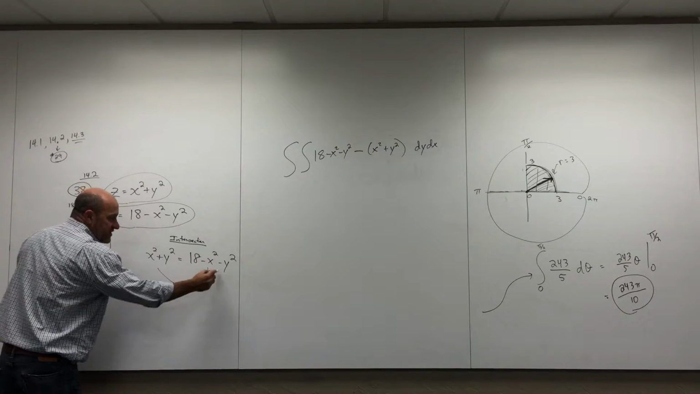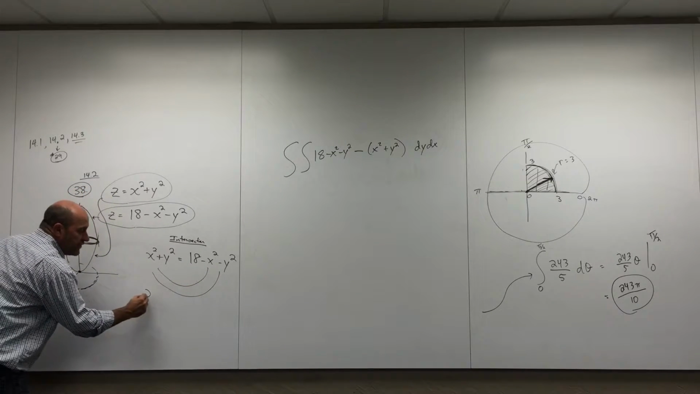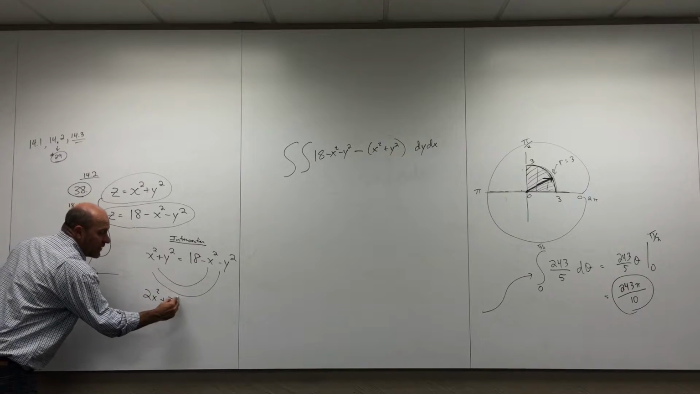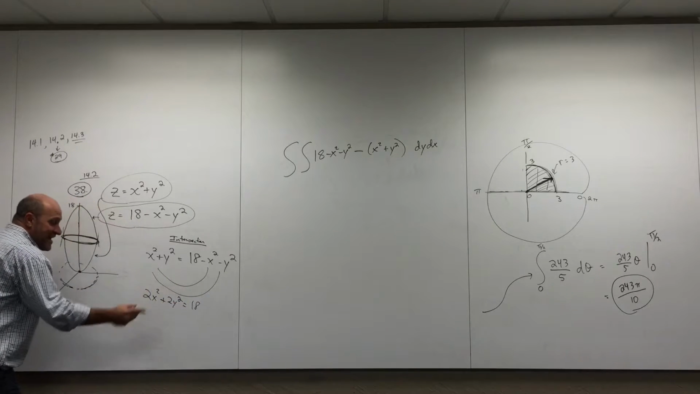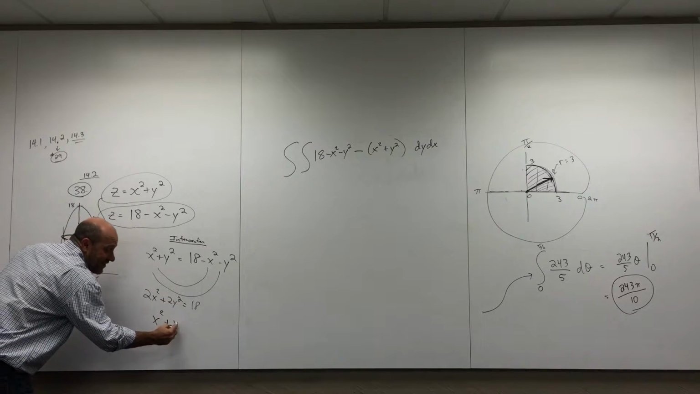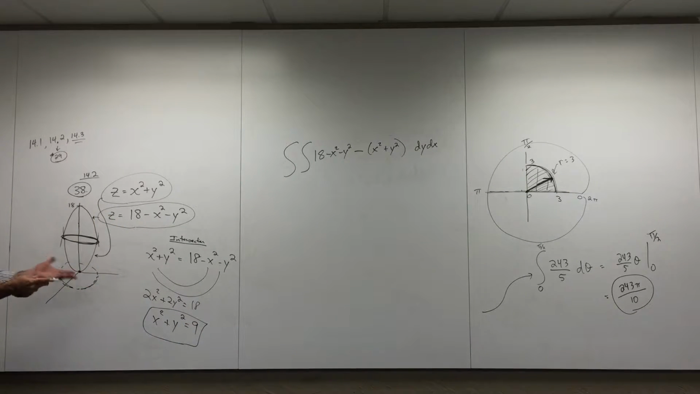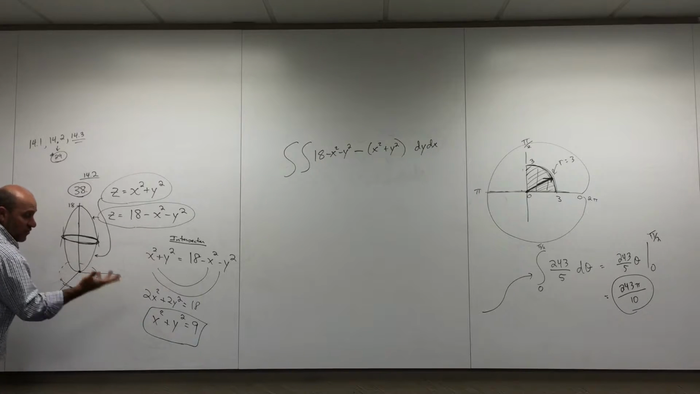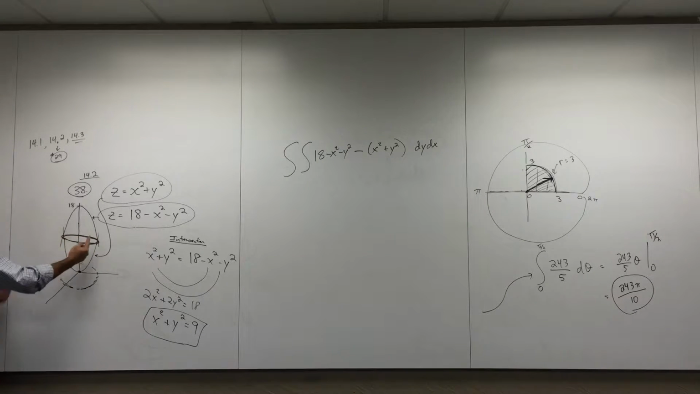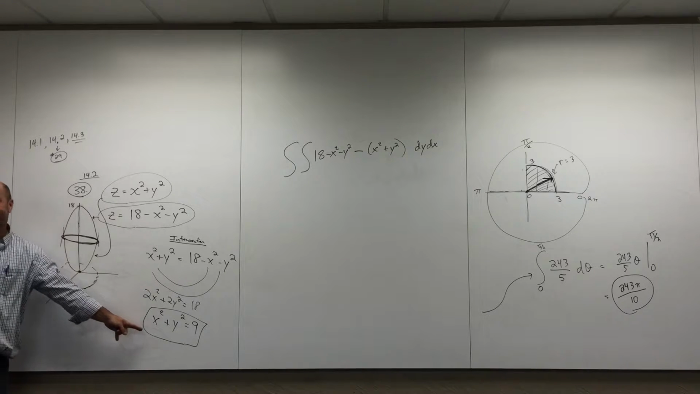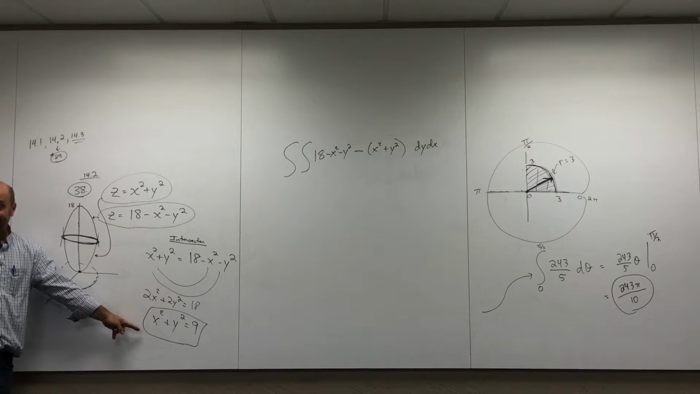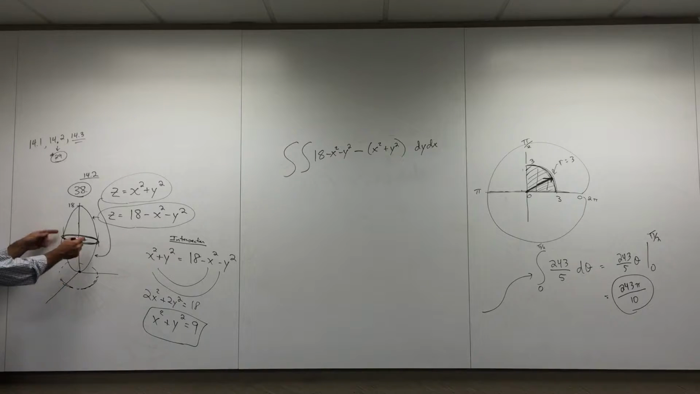If you add these x squareds and y squareds over here, you get 2x squared plus 2y squared equals 18. If you divide by 2, you get x squared plus y squared equals 9. This must be the region where they intersect, but the shadow of that is what I want. And what is it? It's a circle with radius 3. That's pretty cool. That's where these guys must meet. They meet at a circle of radius 3.